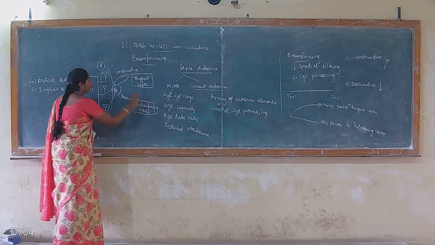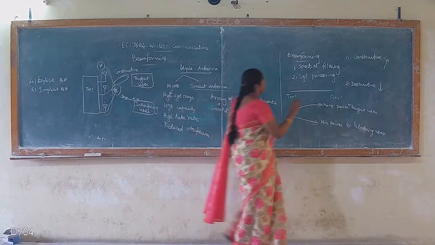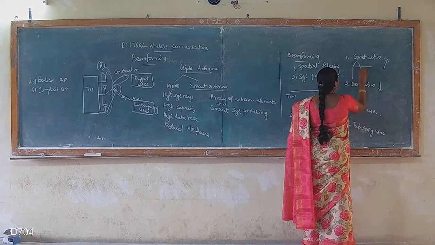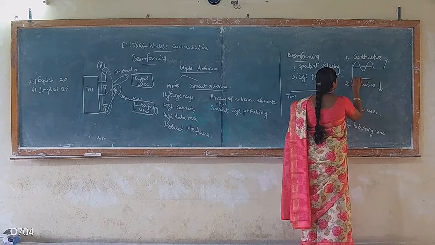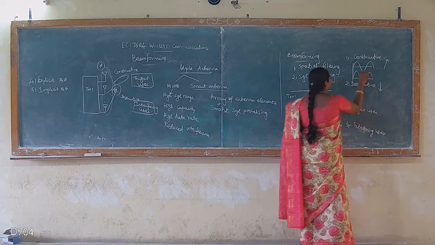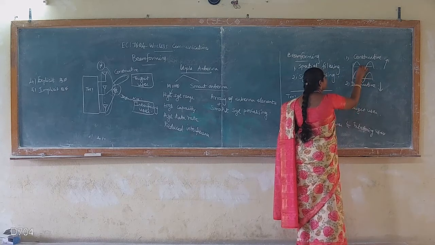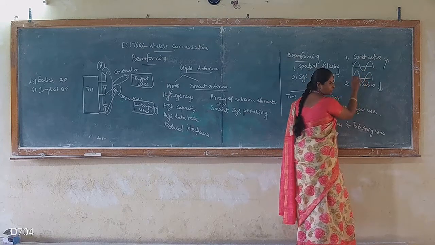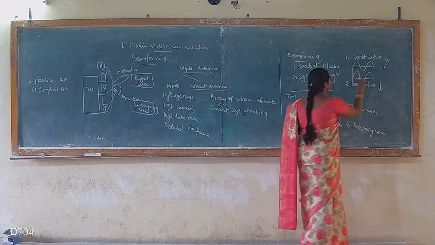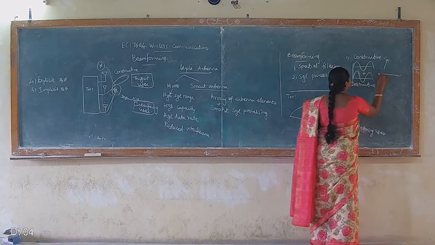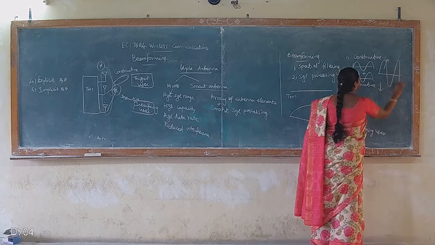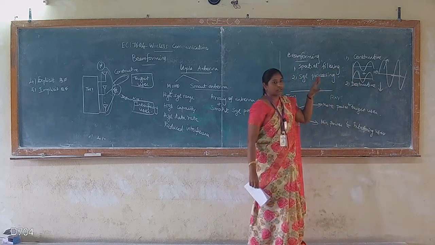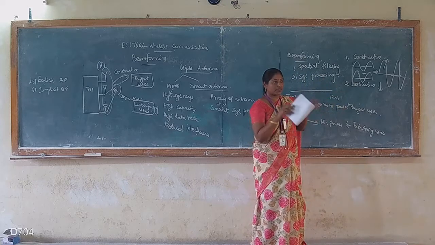So how can we add constructively? Here I am taking two signals. Now you see that both these signals are in the positive half cycle at the same time, and both are in the negative half cycle at the same time. If you add both these signals, what do we get? You get a higher positive half cycle and more voltage in the negative half cycle. This is constructive. So all the elements towards the target are constructively added.